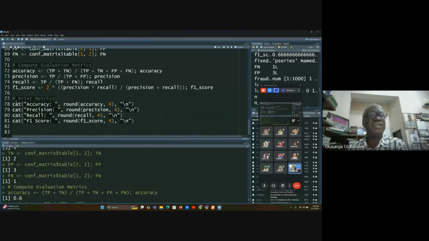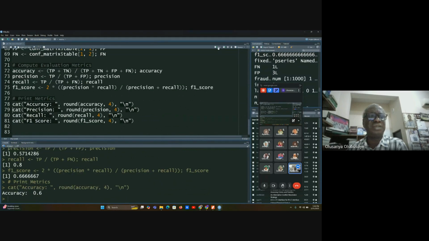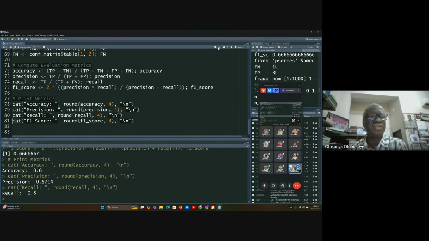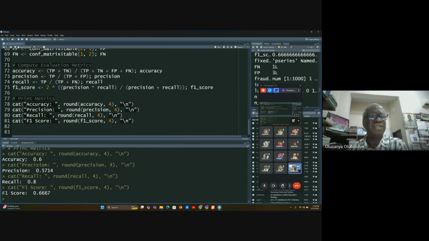Finally, of course, this one is just to summarize the results as you have this. So giving you accuracy 0.6, precision 0.57, recall 0.8, and then F1 score is.